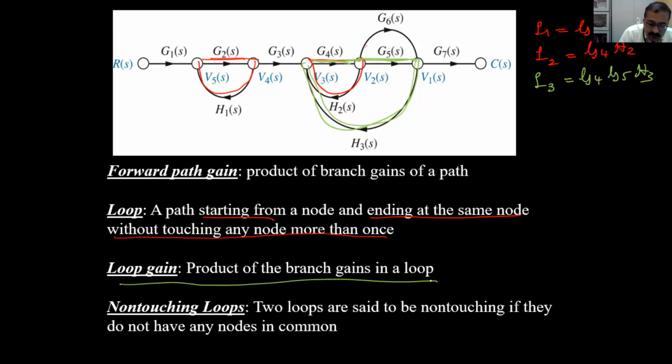Now, see, this is one possible loop. This is another possible loop. Do they have any common node? No. So two loops are said to be non-touching if they do not have any node in common. Two loops are said to be non-touching if they do not have any common node.